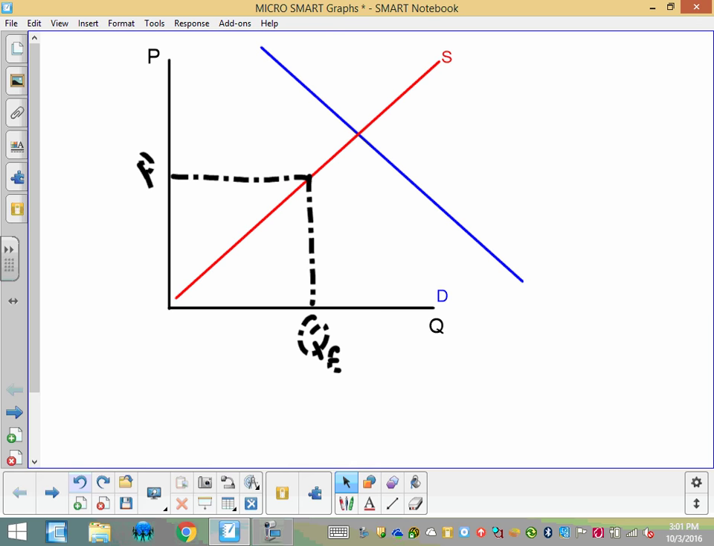Do I need to go over normal and inferior goods? Yeah. All right, let's do that real quick. Let's say this good, what do we want this good to be?